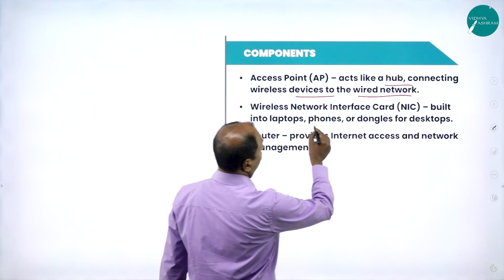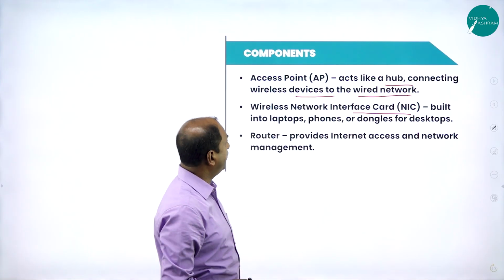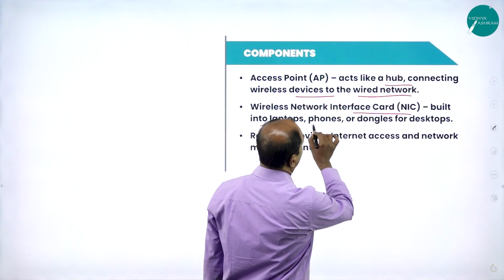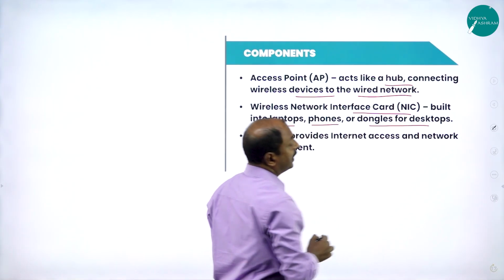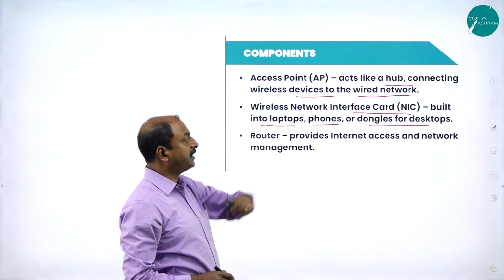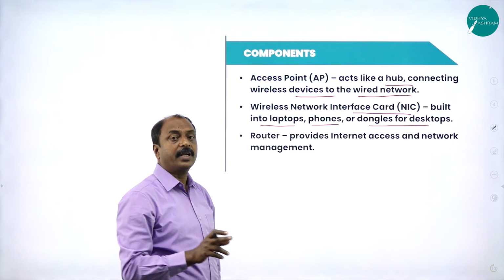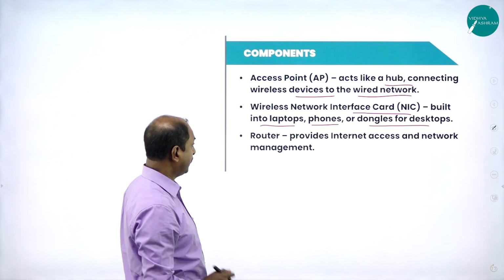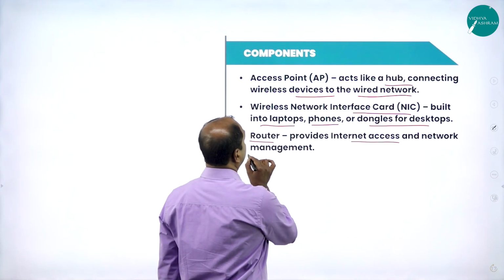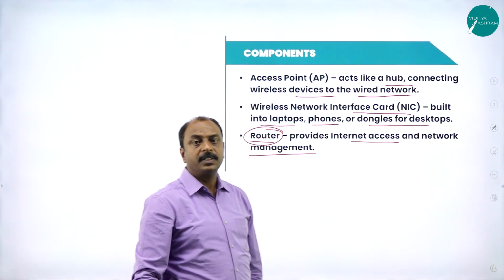And the wireless network interface card, it is NIC. NIC is a network interface card and it is wireless NIC. It means that it is built into laptops, phones or dongles for desktops. So these are the different devices, and that is called NIC, network interface card. We are connecting devices in a wireless LAN network. Next is a router. It provides internet access and network management. So router is a network device. You might have heard about a router.